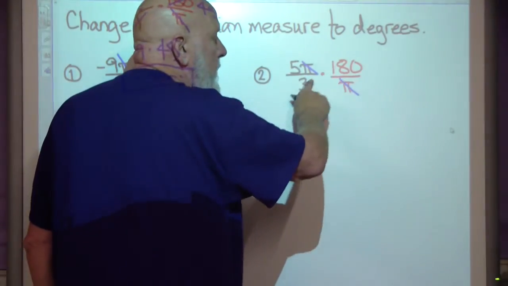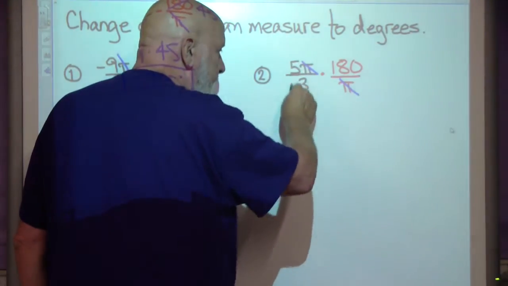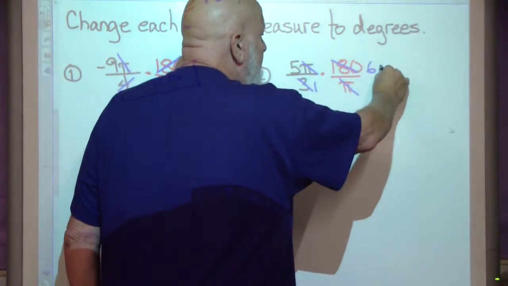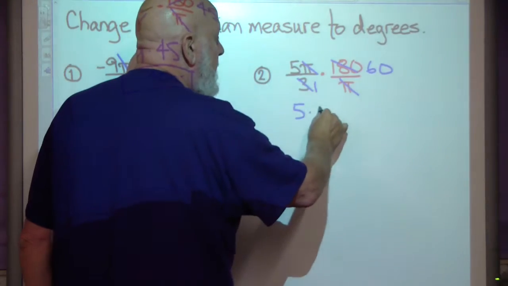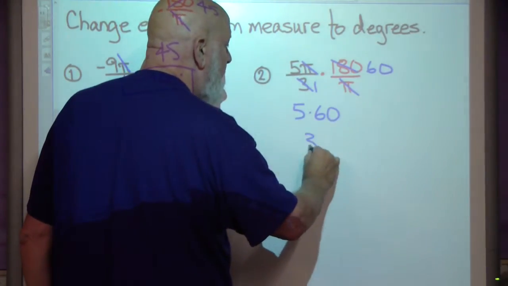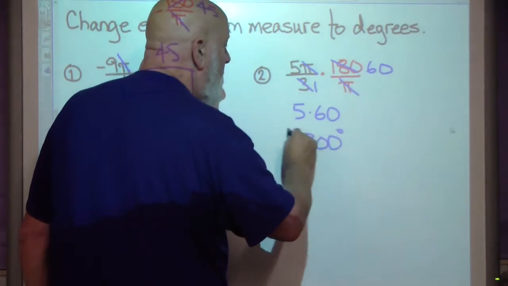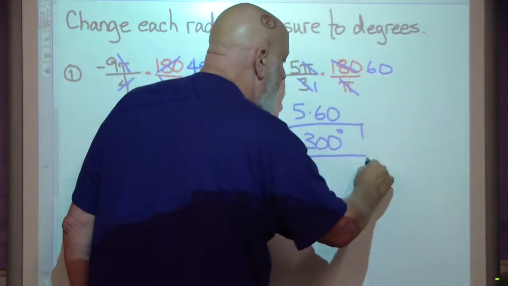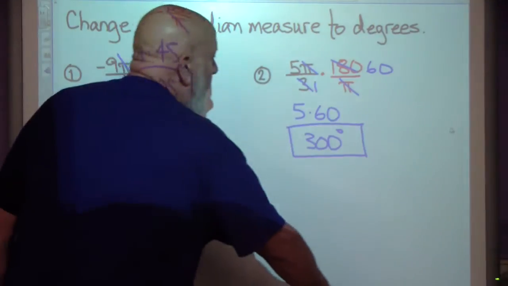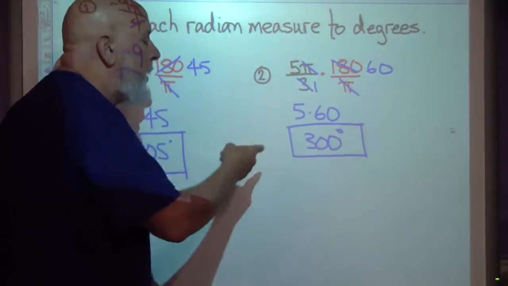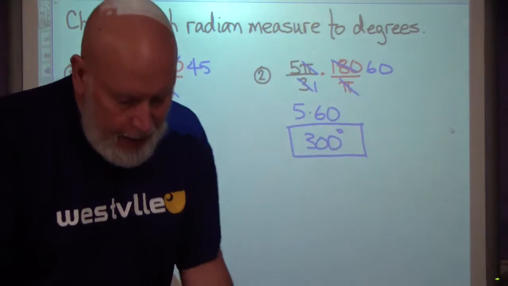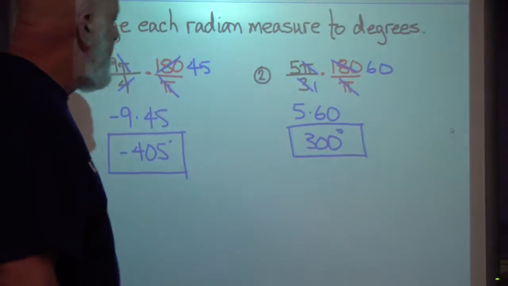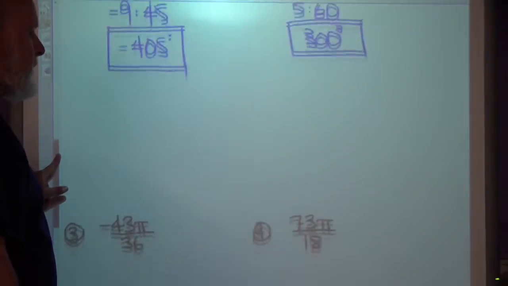I can say, hey, these will both divide by 3, and this will leave me with this 5. This will turn into a 1, and this will turn into a 60. And 5 times 60 is 300. And so our 5 pi over 3 radians is equal to 300 degrees. We converted radian measure, 5 pi over 3, to 300 degrees. And let's see if I got that one right. Yay, 300 degrees.